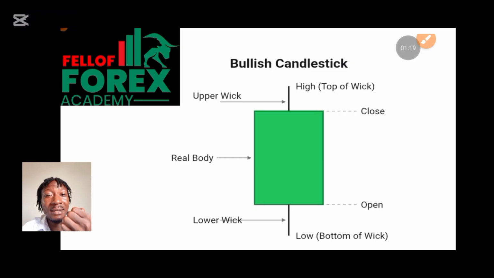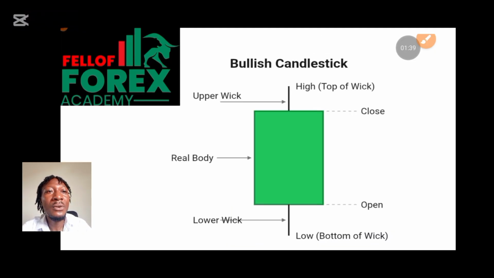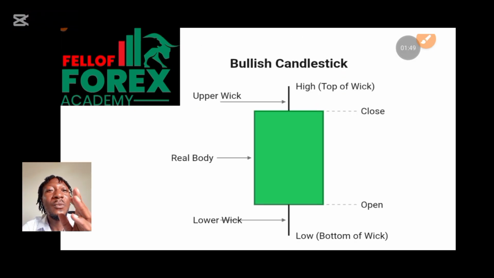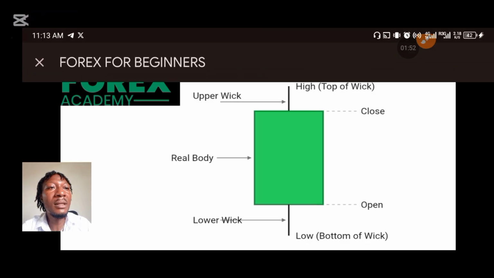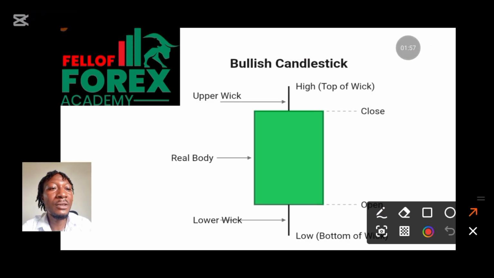So the second point is what we just spoke about: types of candlesticks. The first point was what is a candlestick. I told you a candlestick is simply a way of reading price movement. Here you see the types of candlesticks, the bullish and the bearish, and at this point we have the parts of a candlestick you need to know.